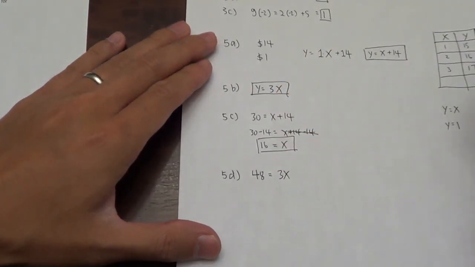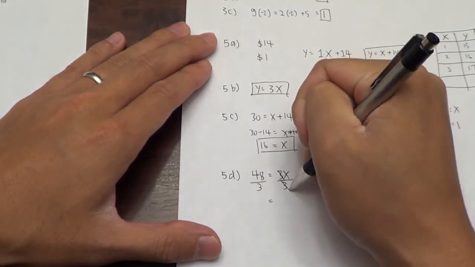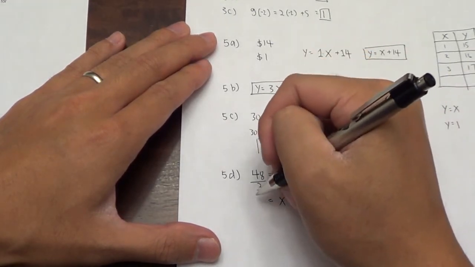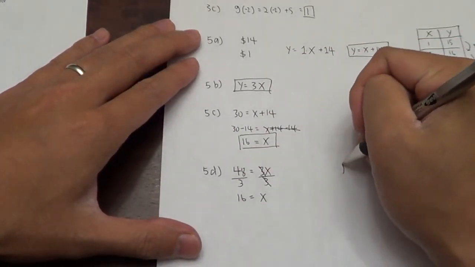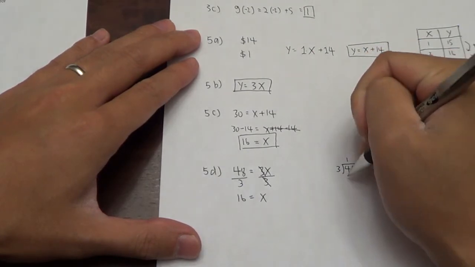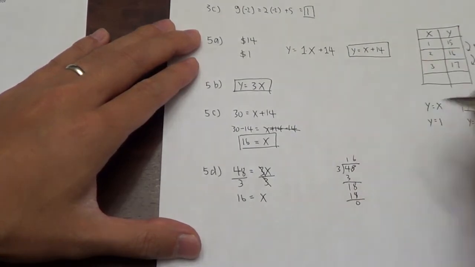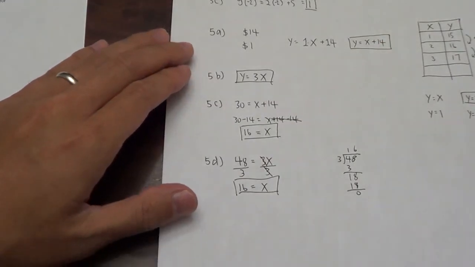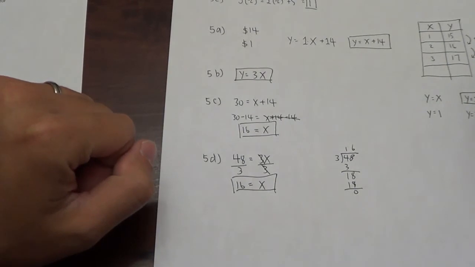To solve for x, I would divide both sides by 3. These will cancel out. I'm left with 48 divided by 3, which is 16. And if you can't do that in your head, you would use long division, to get 16. So 16 is the amount of cakes he would need to make to sell for $48.